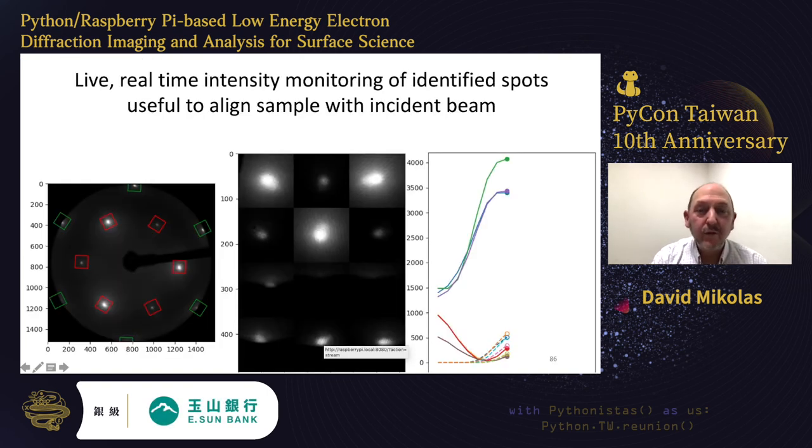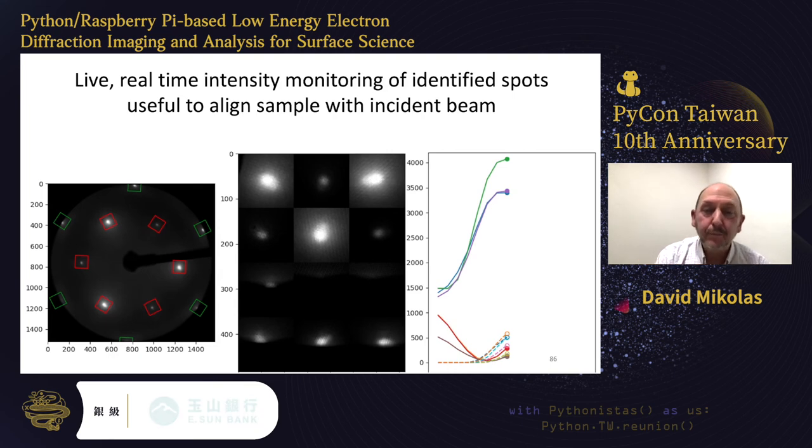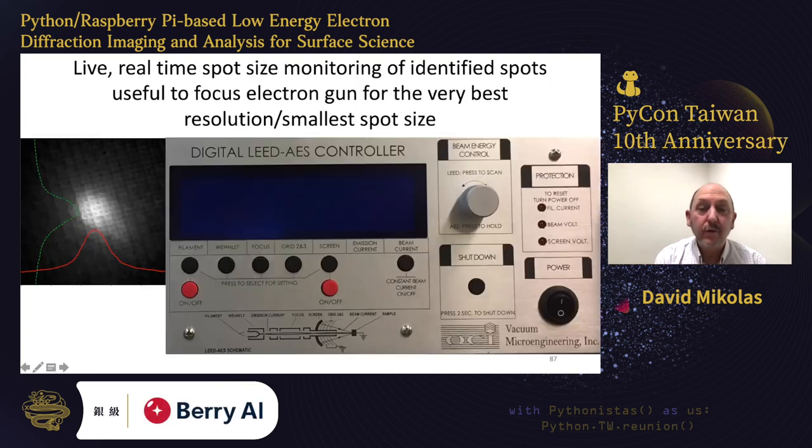The next thing we want to do is to get live feedback without changing the energy. We want to see these six spots, their brightness, so that when we adjust the sample and tilt it, we can get these three brightnesses to converge. Okay. Also, we want live feedback for the spot size.